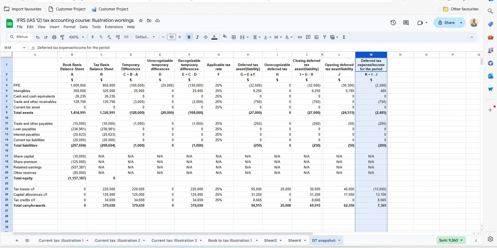So what I'm going to do in subsequent videos is to talk about each of these components bit by bit, starting from tax base. So the next video is going to be focused on tax base.